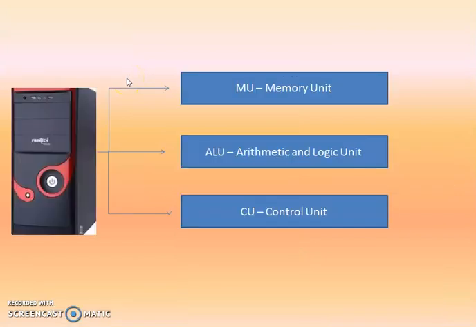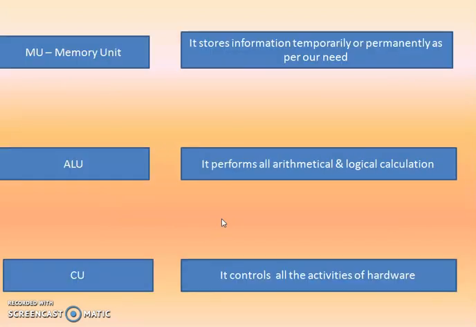Then there are three main parts of the system unit: the memory unit, the arithmetic logic unit, and the control unit. The memory unit stores data temporarily or permanently. The ALU does all arithmetic and logical calculation, and the CU controls all the activities of hardware and software both, right? So these are all the work of the CPU.